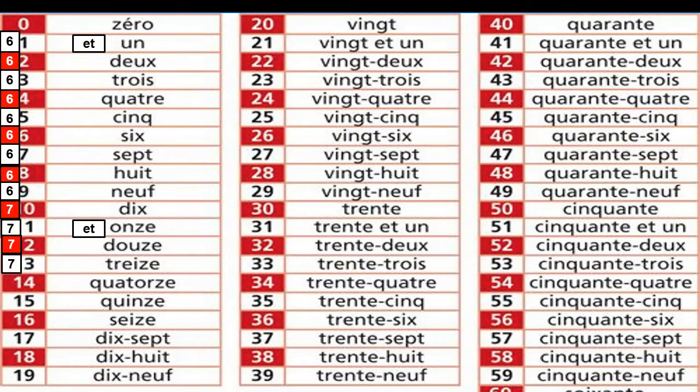72, 73, 74, 75, 76, 77, 78, 79. So I use the numbers from 1 to 9 with all the others, 20 or 30 or 40 or 50 or 60. But when I say 70, I use from 10 till 19: 10, 11, 12, 13, 14, 15, 16, 17, 18, 19 with the number 60.